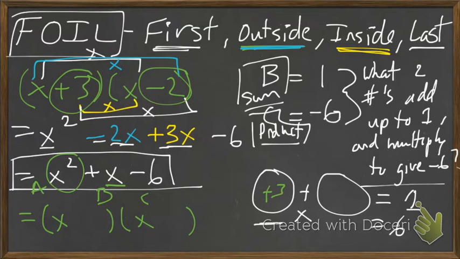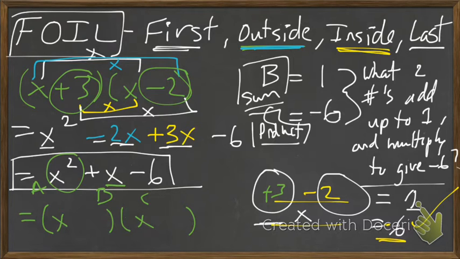Positive 3. And since it's adding, it'll be negative 2. Does that equal 1? I think it does. What if you multiply them together? Positive 3 times negative 2 is negative 6? Yes, it does. Sorry if the hand's in the way.